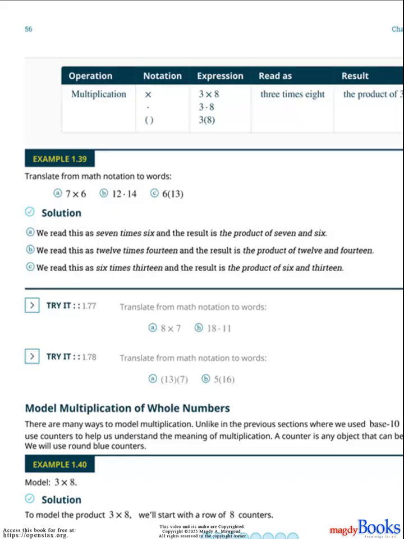Try it 1.77. Translate from math notation to words. A. 8 multiplied by 7. B. 18 dot 11. Try it 1.78. Translate from math notation to words. A. Open parenthesis 13 closed parenthesis multiplied by open parenthesis 7 closed parenthesis. B. 5 times open parenthesis 16 closed parenthesis.